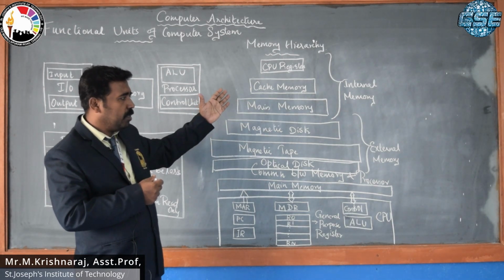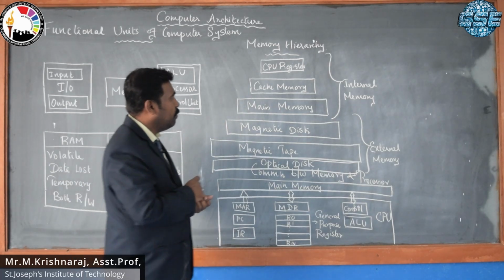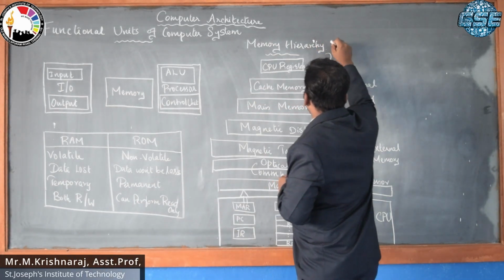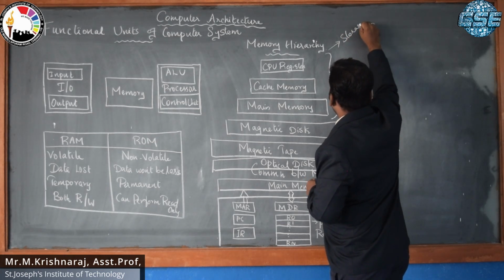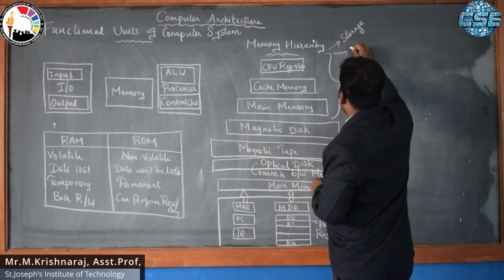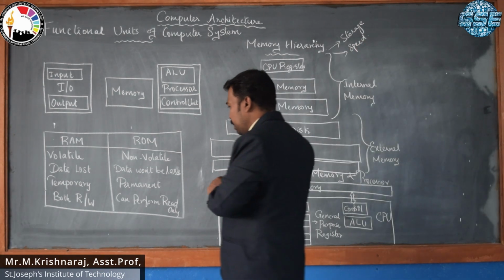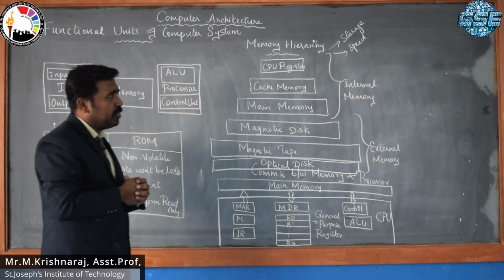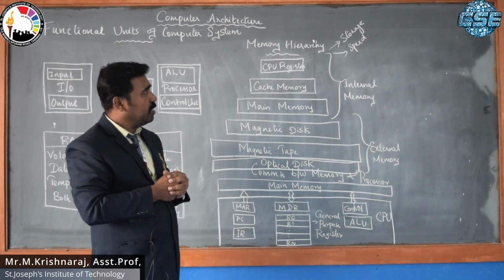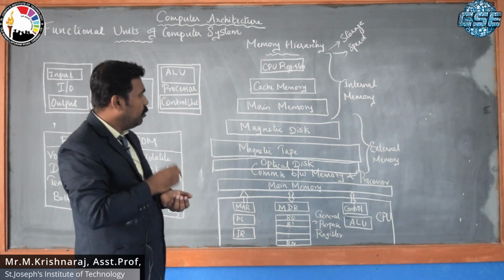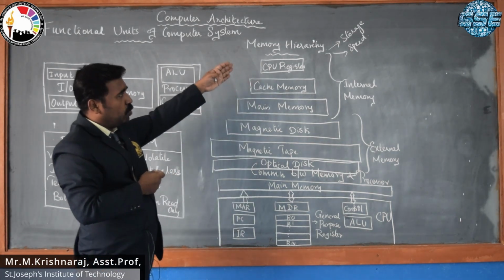Next I am going to compare this memory hierarchy in terms of two parameters. One is in terms of storage, second in terms of speed. The performance of memory can be measured in terms of these two parameters, storage and speed. So I am just going to put an arrow. First of all, I am going to measure the storage.